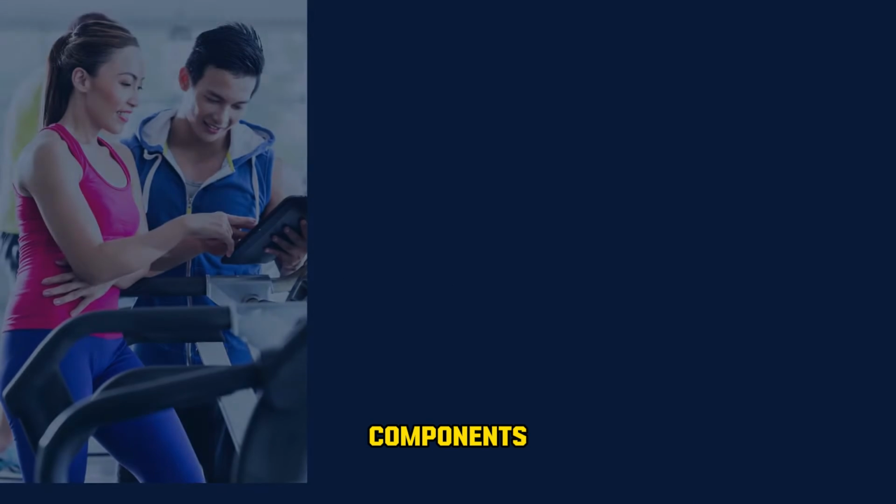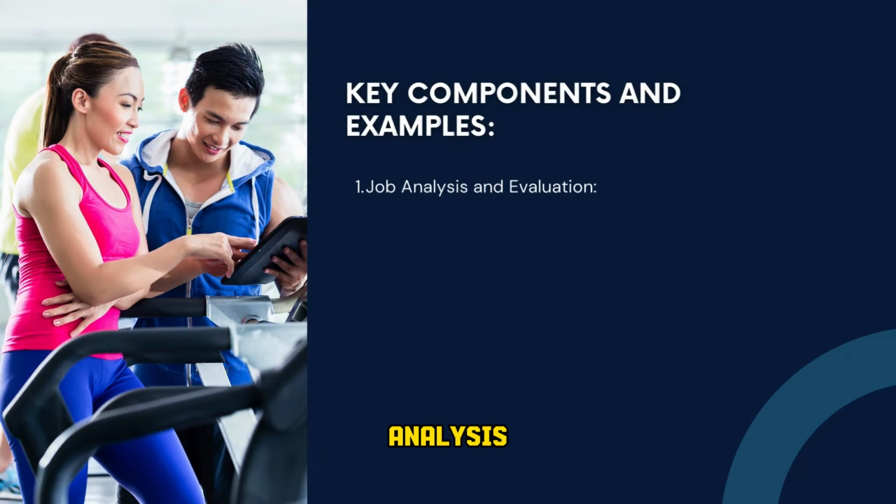Here are the key components and examples. Number one, job analysis and evaluation. Assessing and determining the relative value of different jobs within an organization is called job analysis and evaluation. Think of a software development company. Job analysis might reveal that a senior software engineer leading a team has a higher value than a junior developer. Job evaluation establishes distinct salary ranges for these roles.